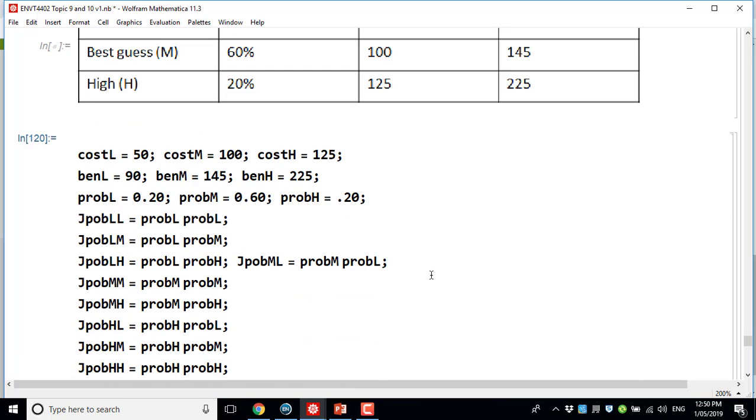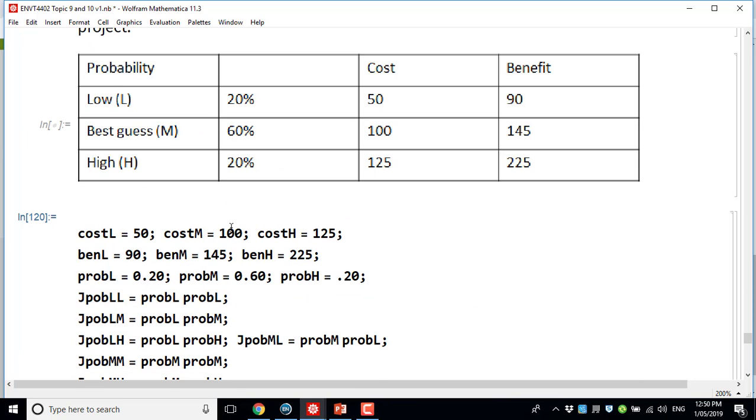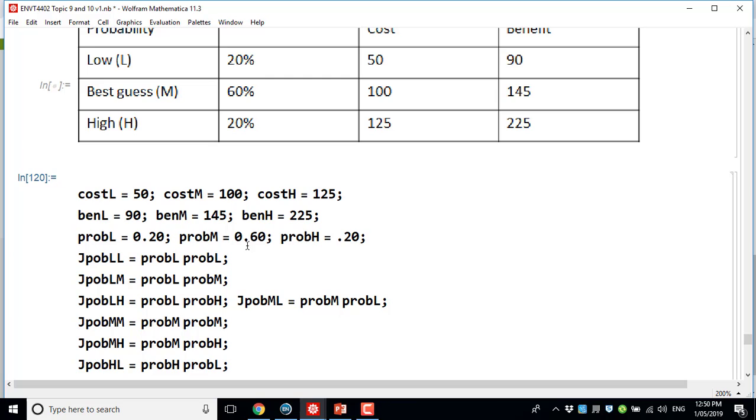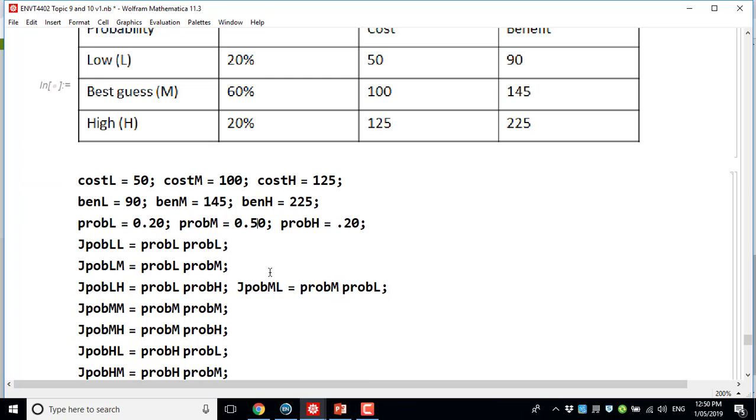Now I would encourage you to change the probabilities, instead of 0.6, maybe you change it to 0.5, but they have to sum up to 1. So we can say that the low probability has 0.1. So we are more likely to get low cost and low benefit. Would it change our net present value, expected value? It should, right?